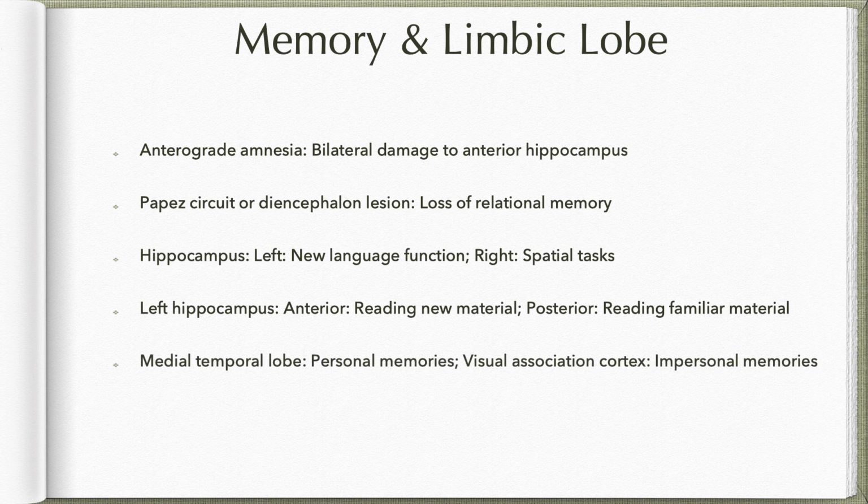Lesion to the medial temporal lobe will result in deletion of all personal memories. That is, it's ego-centered. So whatever happened to you, that will be forgotten. Whereas lesion to the visual association cortex will delete all recall of impersonal past scenes. So if some accident happened to some other person, that will be stored in the visual association cortex, but something that happened to you will be stored in the medial temporal lobe. So again, the type of memory loss will tell you where the likely site of lesion could be.